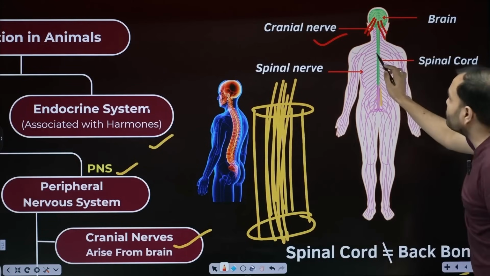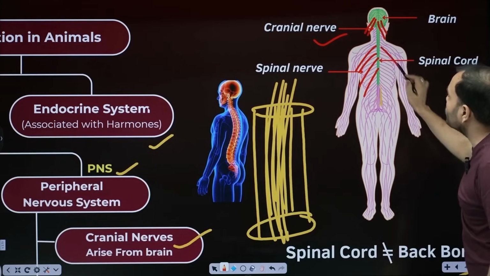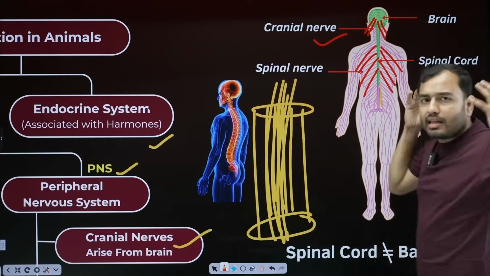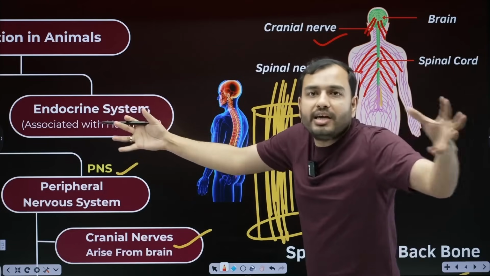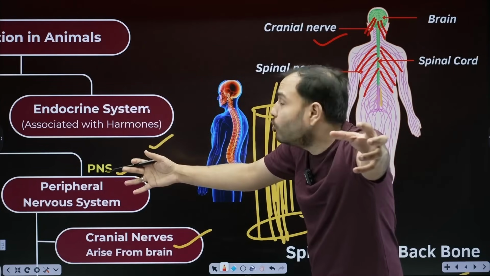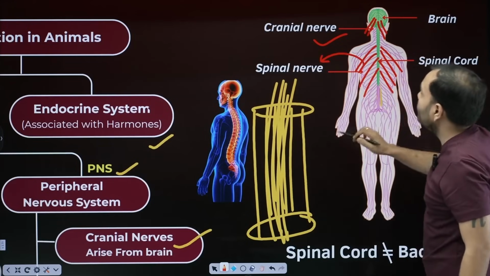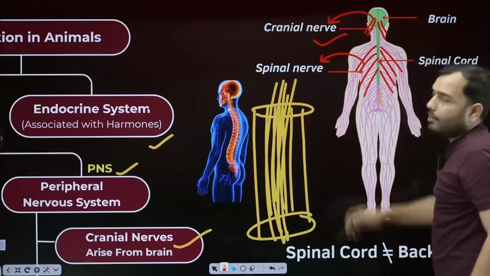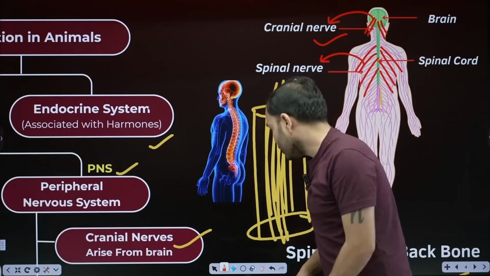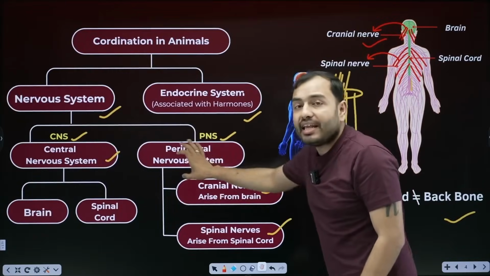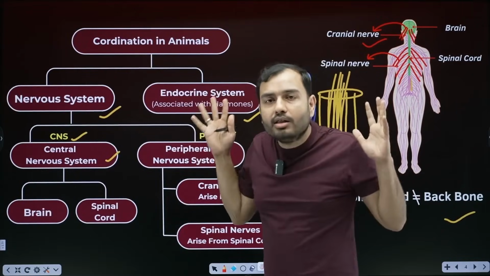Which is the second one? The nerves that come out from the spinal cord. The wires that are coming out of the spinal cord. Wires only will go, and that is how you move your hand, open your eyes, turn your head. So the wires that are coming out of the spinal cord are called spinal nerves. And the wires that are coming out of the brain, we call them cranial nerves. Both of these together make what? The peripheral nervous system, the side one nervous system.